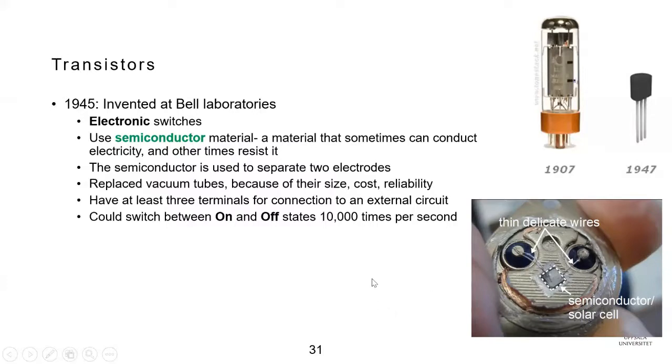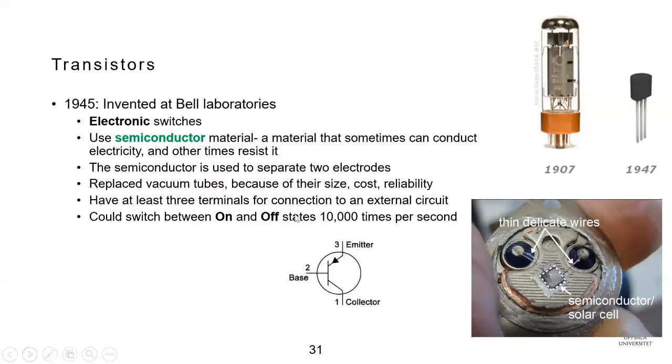And they could actually switch between on and off states something like 10,000 times per second. Vacuum tubes could do it like 1,000 times or so. So transistors were way better than vacuum tubes.